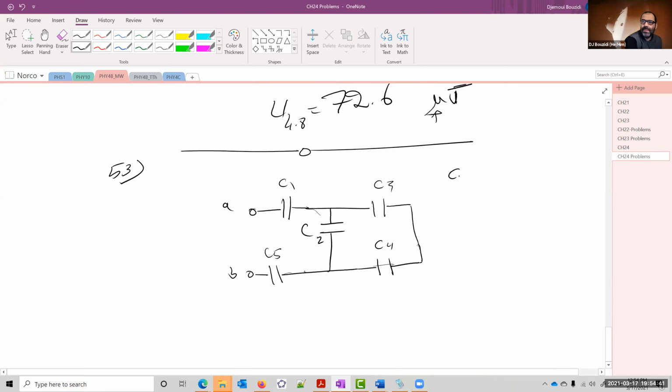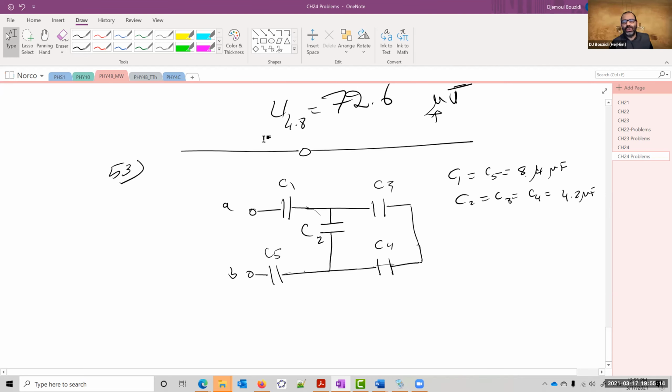C1 is equal to C5 is equal to 8.4 microfarads. And then C2 is equal to C3 is equal to C4, which is half that value, 4.2 microfarads. That becomes important, this connection between the values. What is the equivalent capacitance?